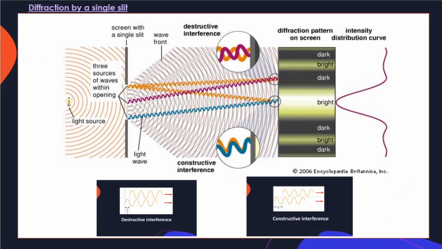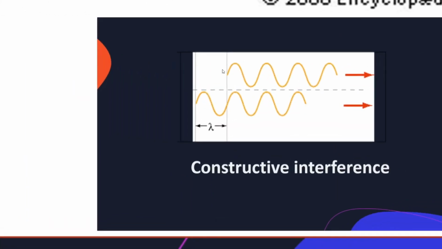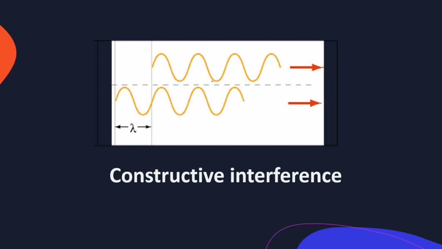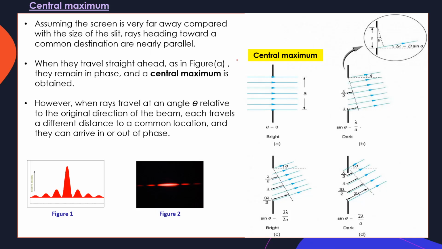Okay, so what happened? Oh, sorry. Now you can look here, we have a constructive interference. Let's say we have the first ray from the top of the slit and this is from the bottom of the slit. These two rays arrive on the screen in phase, and then the bright spot or bright fringe is produced. Now let's focus on the central maximum.